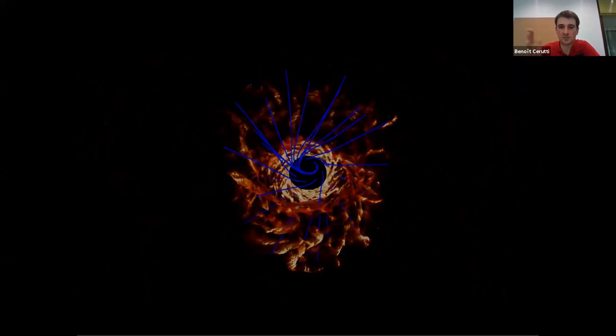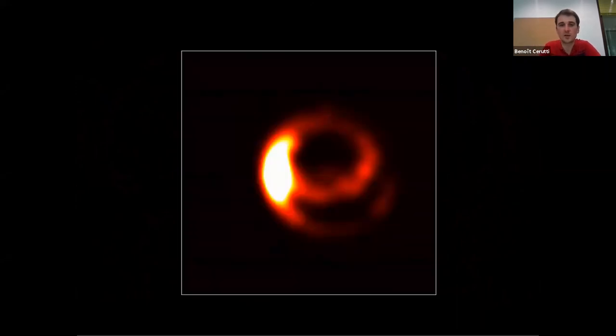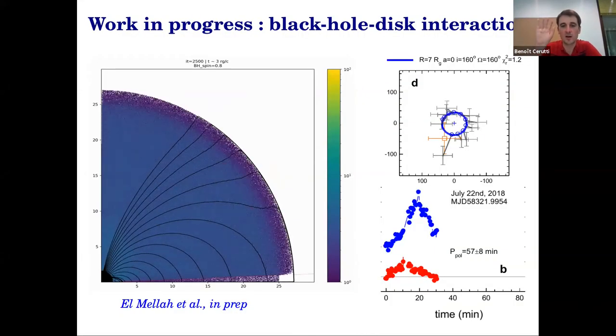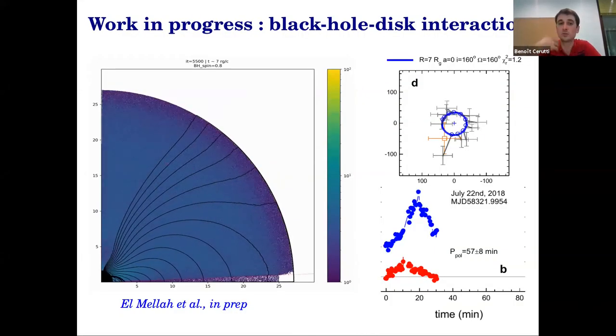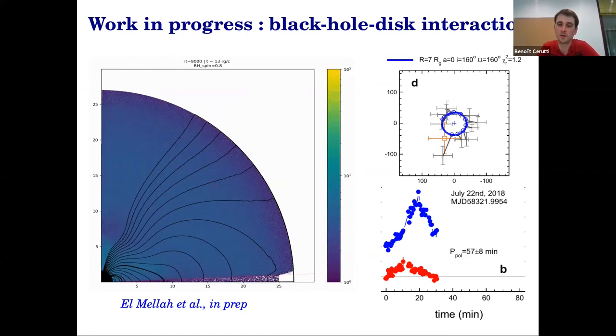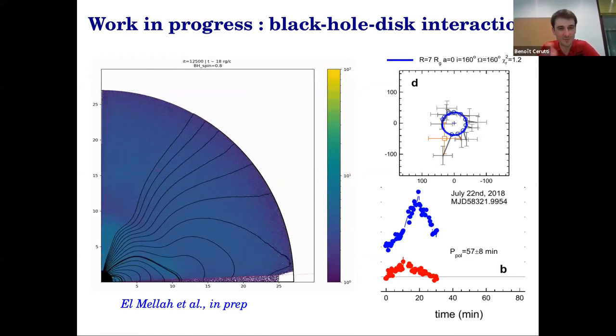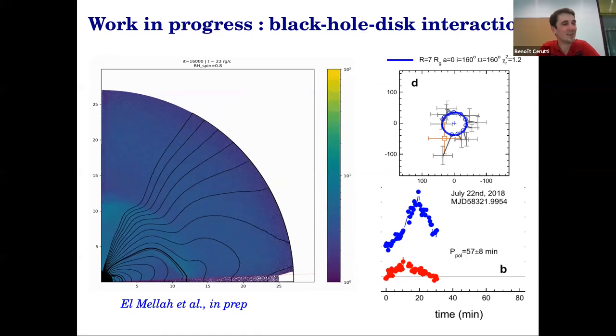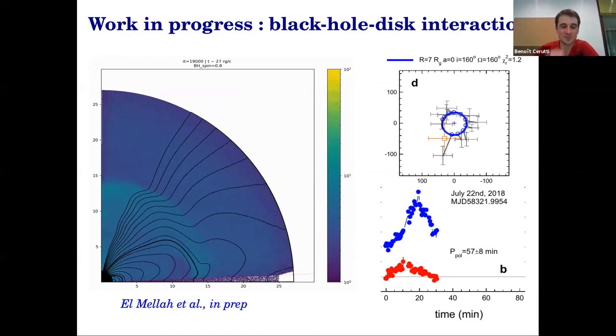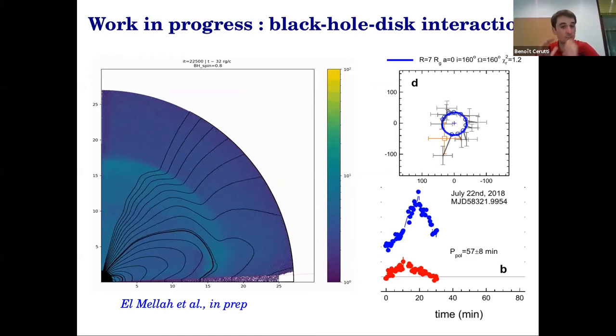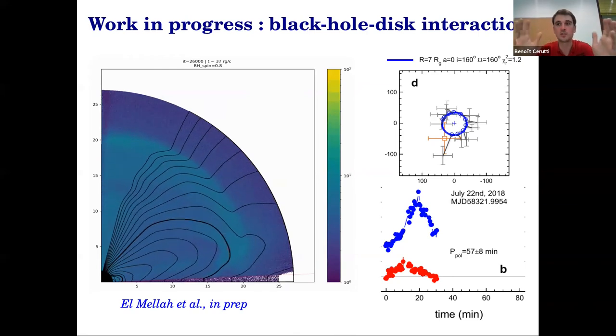And as Benjamin will show in the next talk, we can do some synthetic images of what the shadow, well, we'll see if Sam agrees, but with this ring of emission, at least with knots flying around, which is purely due to the current sheet.